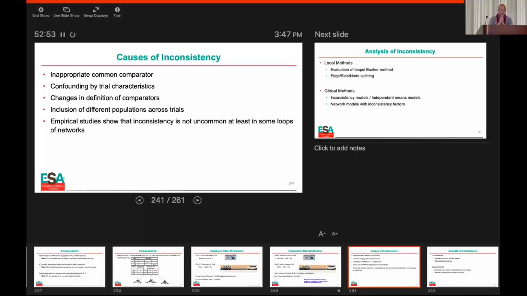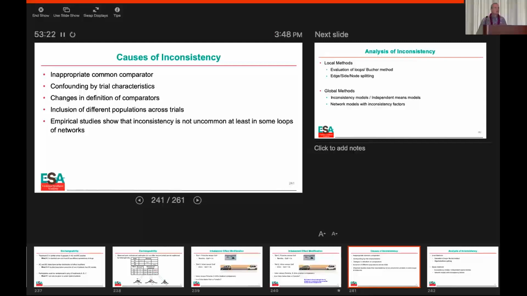Another one is that the trial characteristics might have affected what's going on. So one study was done in older people, one study was done in younger people. Another possible reason is that the comparators might have changed in definition. So again, what you call standard of care might have changed. The trials might have been including different populations. And empirical studies show that inconsistency is not that uncommon, at least in some loops of networks.